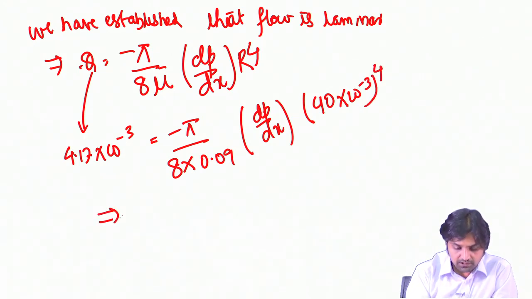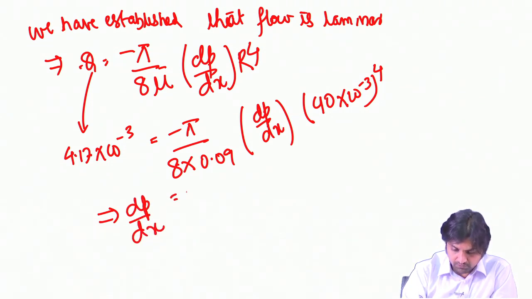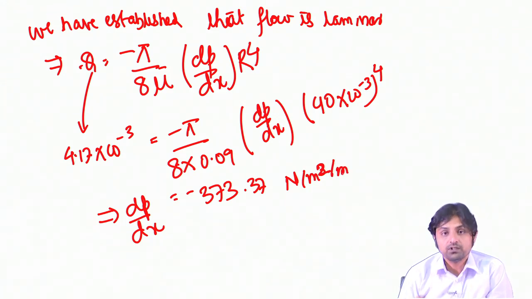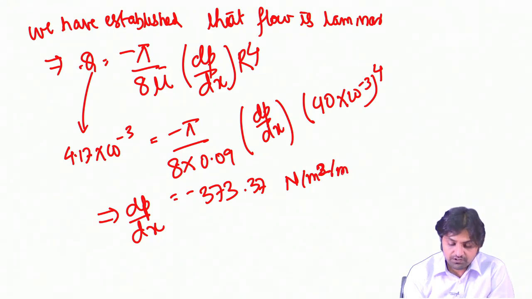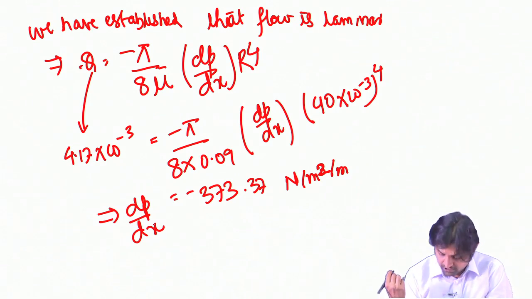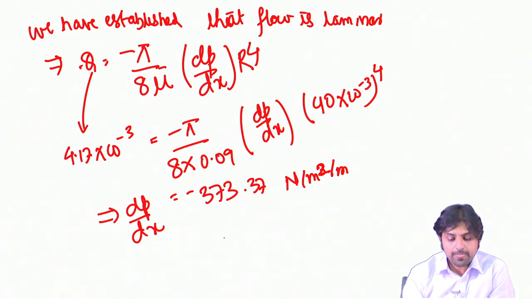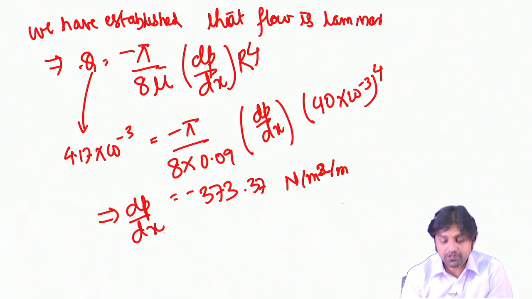What we get is dp dx equal to minus 373.32 Newton per meter square per meter. This means dp dx is constant. So, the pressure difference per unit length is minus 373.32.